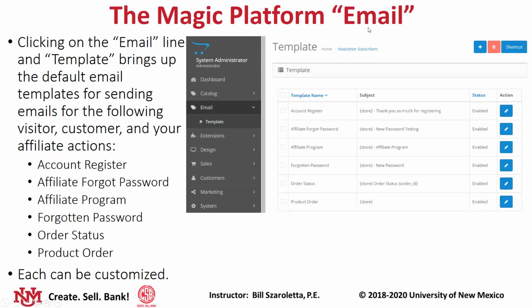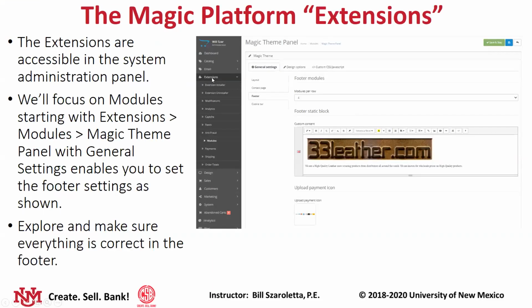So now the email, we've got a bunch of emails that are templates that are built in, and each can be customized. They're parameterized so that you can use the first name of your customer, you can use your last name, you can do a lot of things. You can insert product names and various things like that. So the next one is extensions. And what we're going to do is focus on the modules down here. So we're going to extensions and skip those for now.